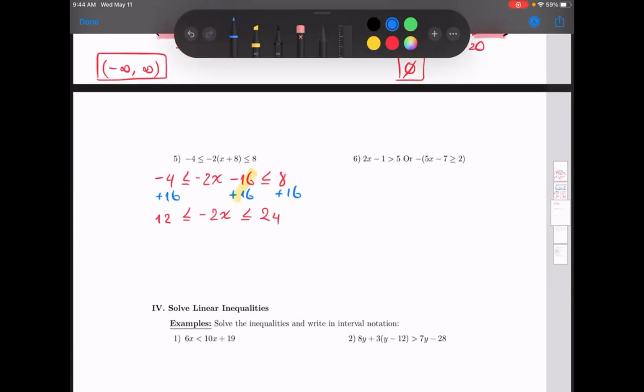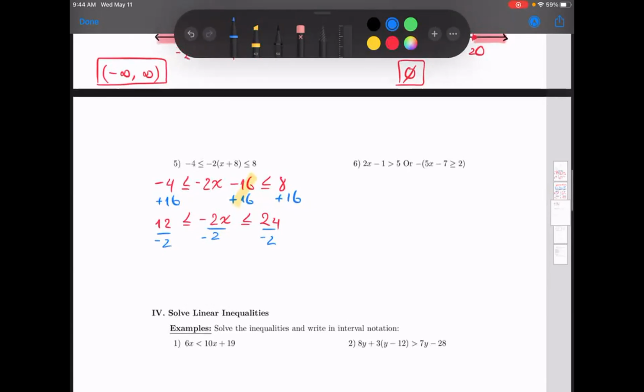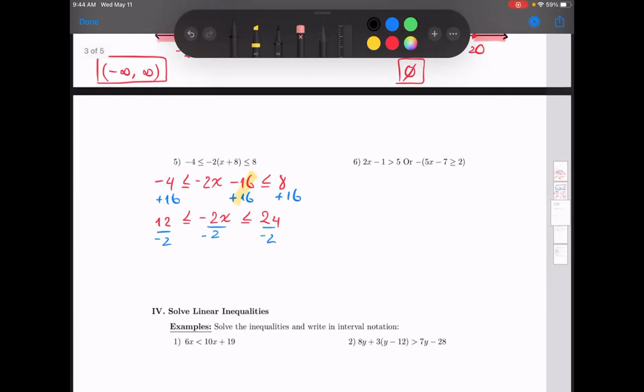When you divide by a negative number, what do you do? You flip the sign, right? Don't write this down, just listen to me on this one. If I say 2 is less than 4, that's true, right? If I divide both sides by -2, now the left hand side is -1, and the right hand side is -2. Which one's smaller now? -2, right? So that's why we flip the sign, right?